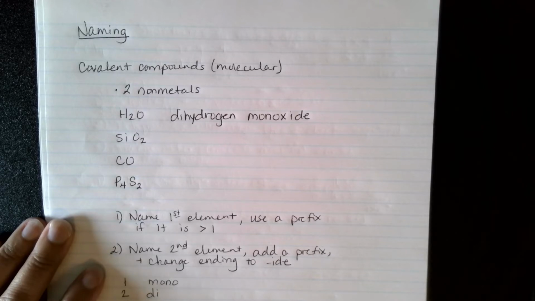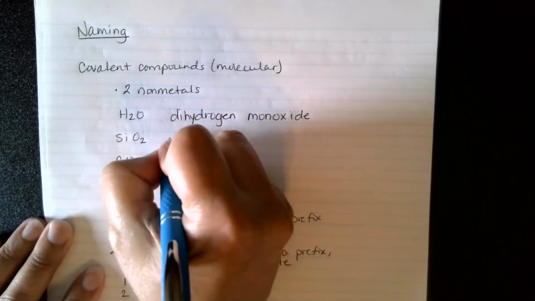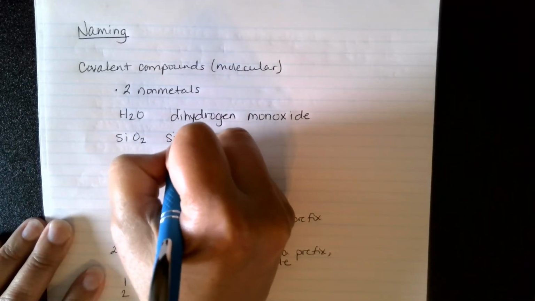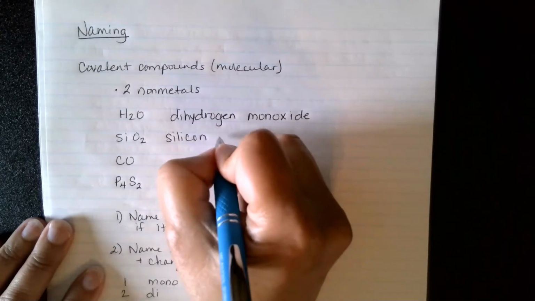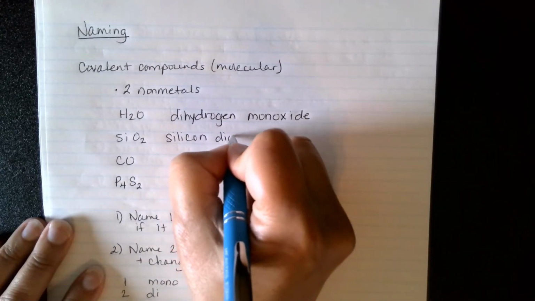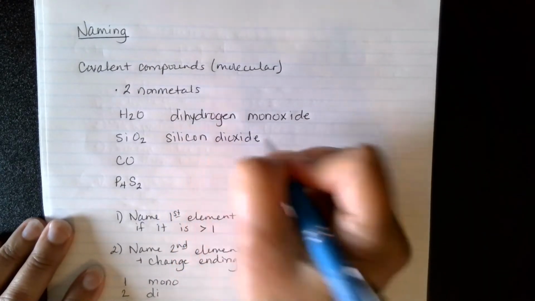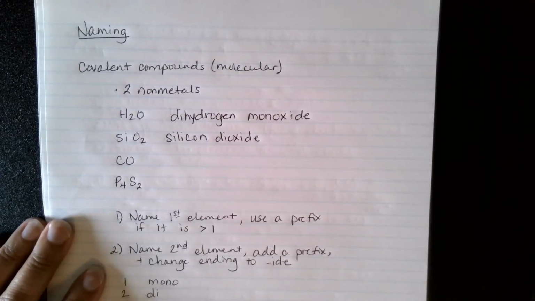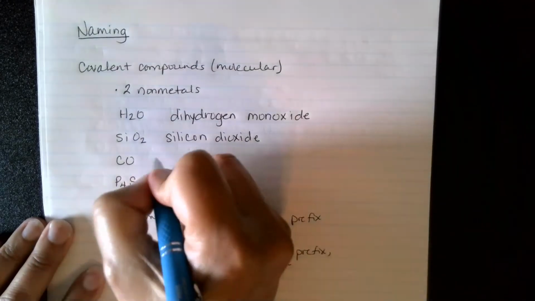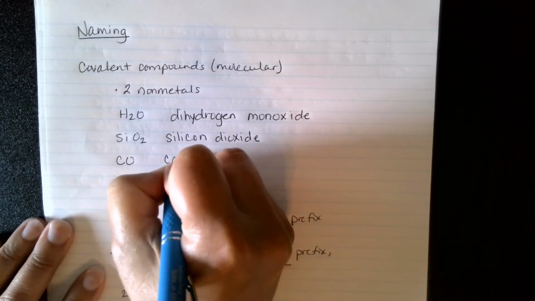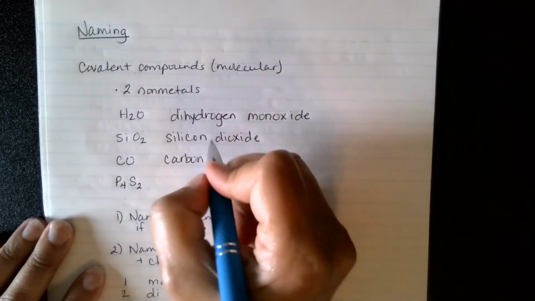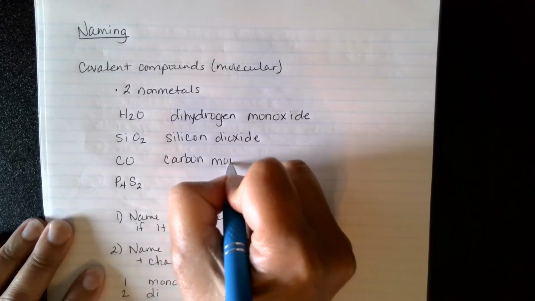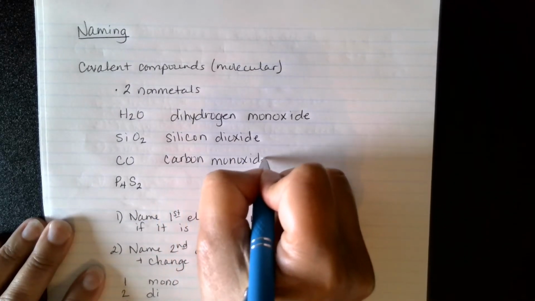For our second one, we're going to name the first one. I don't use a prefix because there's only 1. And then I'm going to name my oxygen, and I need a prefix for 2. So di, and then change the ending to "ide," dioxide. For our third one, I'm going to name the first element carbon. I don't use a prefix because there's only 1. And then my second one, prefix for 1, change the ending to "ide."